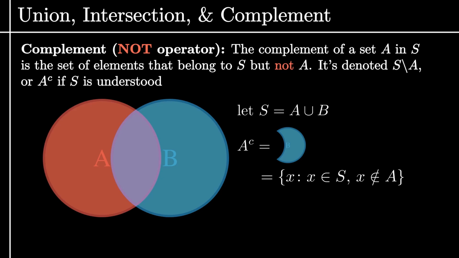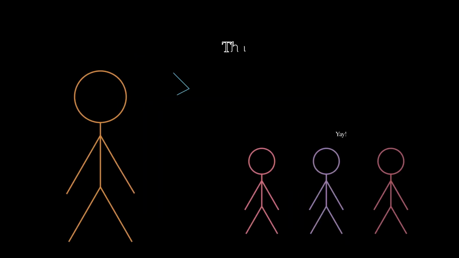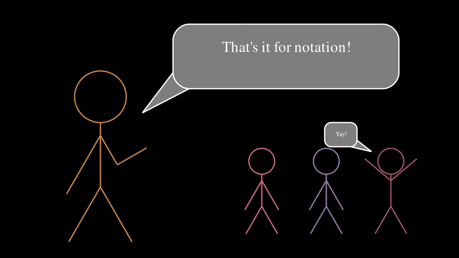Vice versa for B. S minus B, or B complement, is simply just the red disk, and its set builder notation is the set of points which are a member of S, but not B. That's all the notation I want to teach for this video.